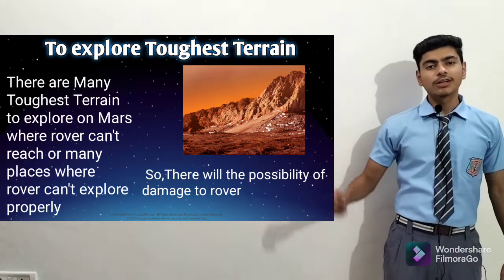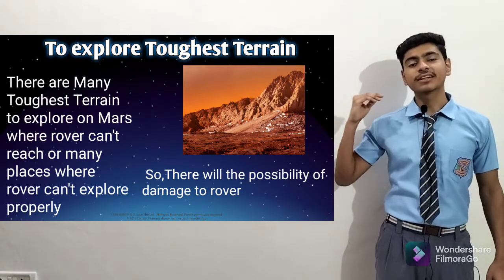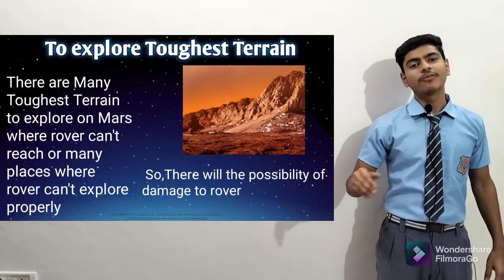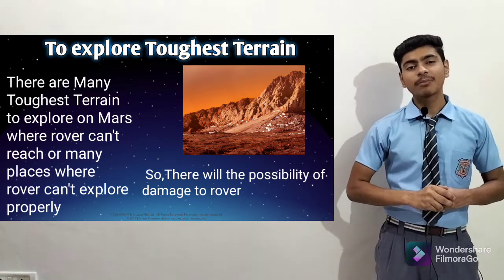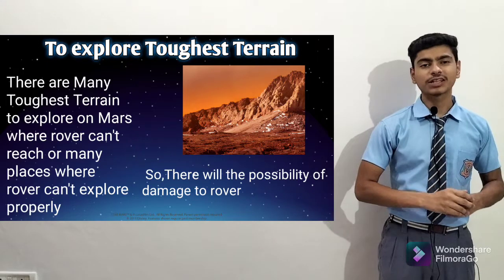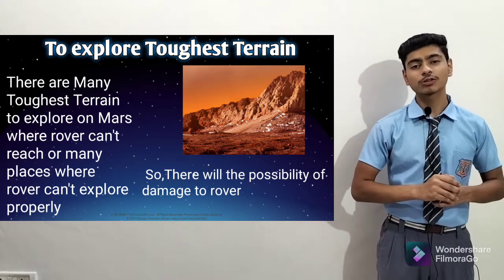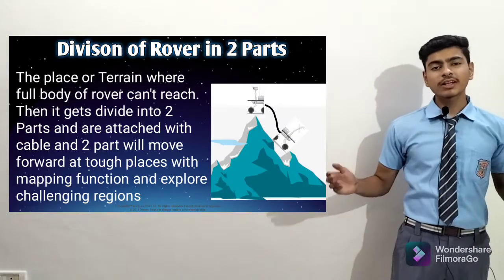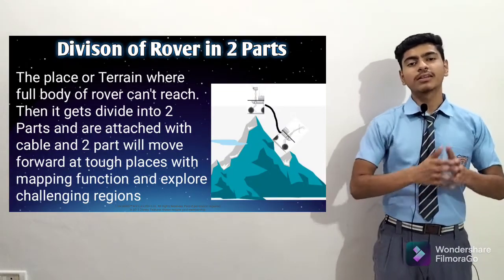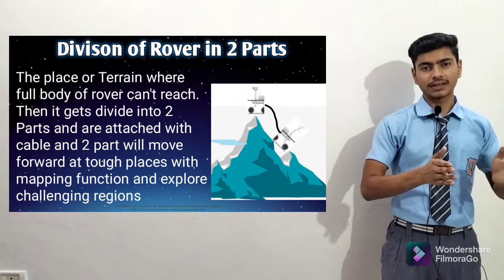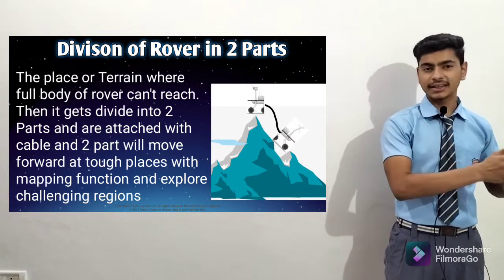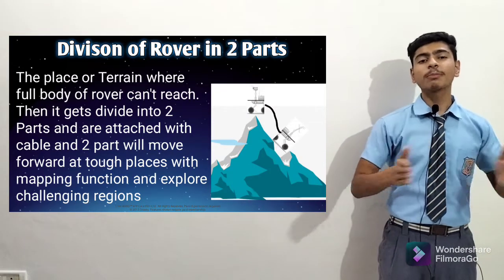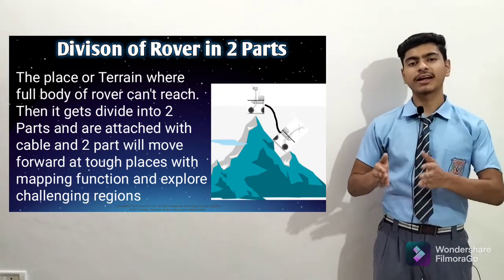There are many toughest terrains or challenging places where the rover can't move downward or move into with its full body, can't explore or get information about that place, and there is also a possibility of damage to the rover. So when the rover gets stuck in this problem, it will get divided into two parts. The first part will remain at its position and the second part will move to the tough side. They will not be permanently divided. When needed, they will get divided.